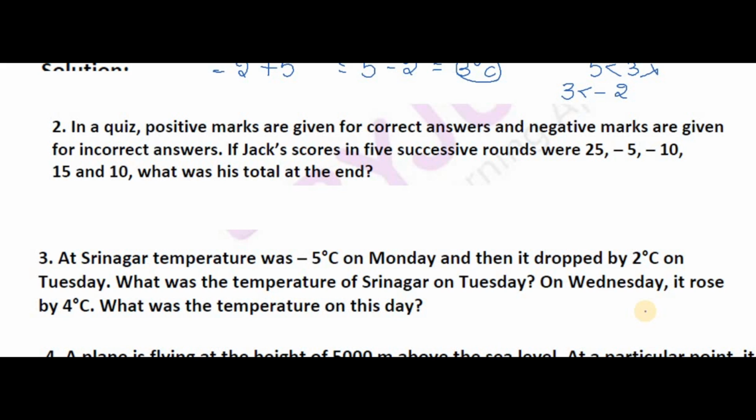So one boy's marks are here. His marks in each round they given. In first round he got 25, second round he got -5, and third round he got -10, and fourth round he got 15, and fifth round he got 10. So first what I'm doing is I just separated negative numbers and positive numbers, and now I want to add all the positive numbers and I want to add all the negative numbers.